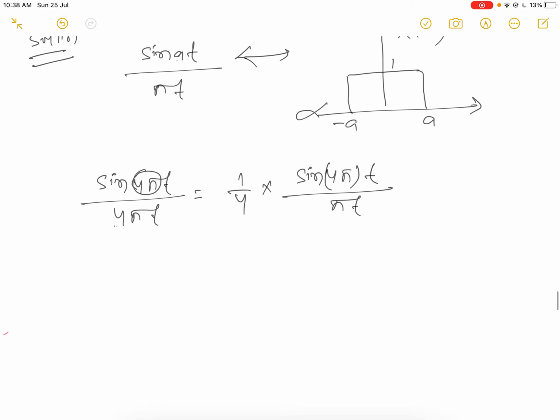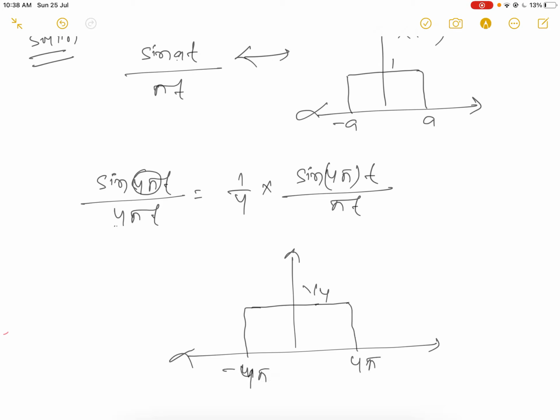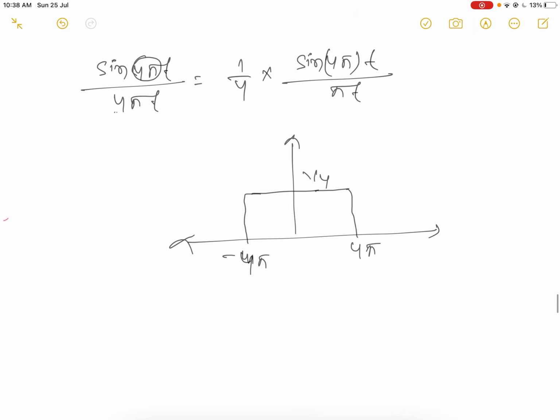Okay, then what will happen? Fourier transform, check it. The magnitude will be 1 by 4 and it will be defined from minus 4 pi to 4 pi.